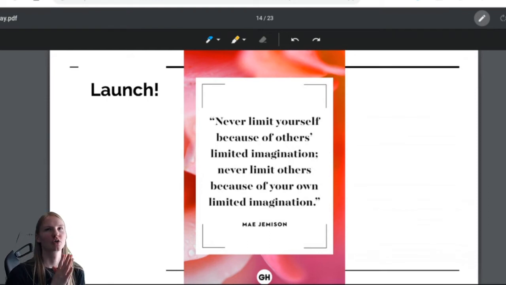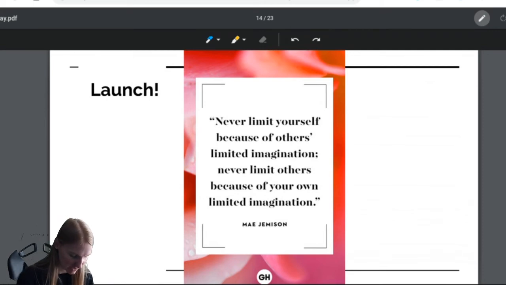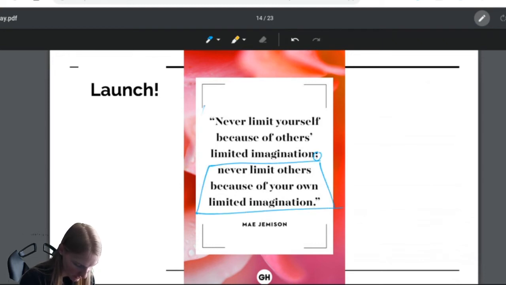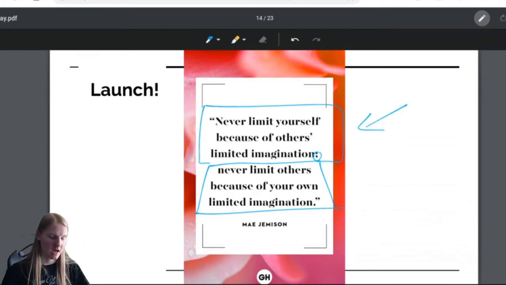Never limit yourself because of others' limited imagination; and never limit others because of your own limited imagination. So, let's talk about what that means. Let's split it up. The semicolon separates two independent clauses. So let's separate this into two pieces. First, this piece: never limit yourself because of others' limited imagination.